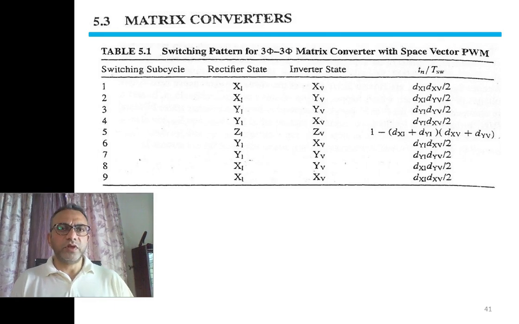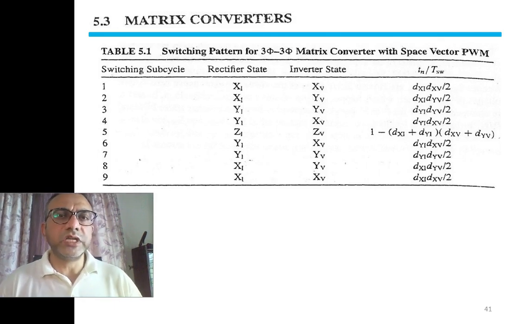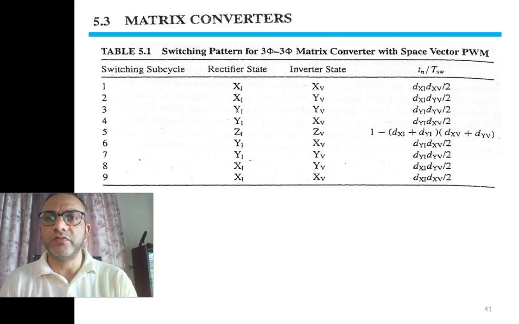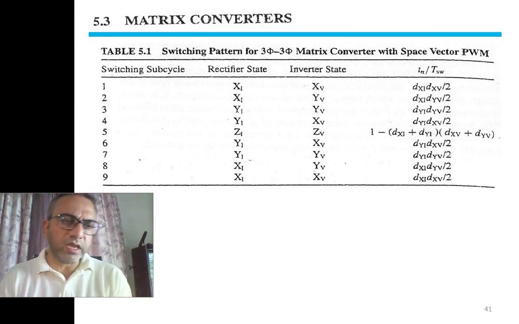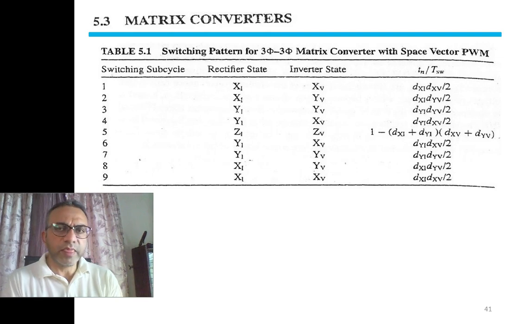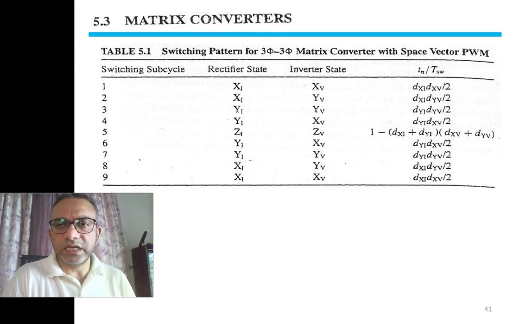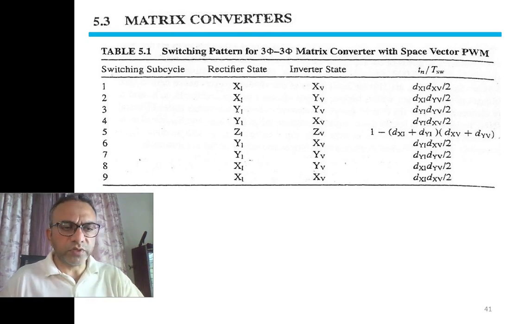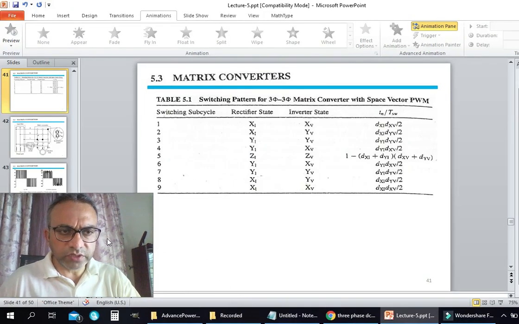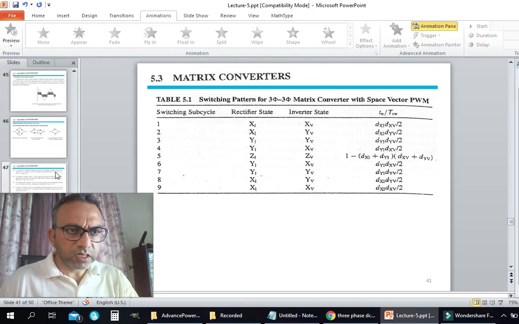Table number 5.1 describes the switching pattern of a three-phase matrix converter with space vector PWM. So we can achieve space vector PWM, and with the help of this we can get 360-degree phase vector performance, and I will show this in a second graph.